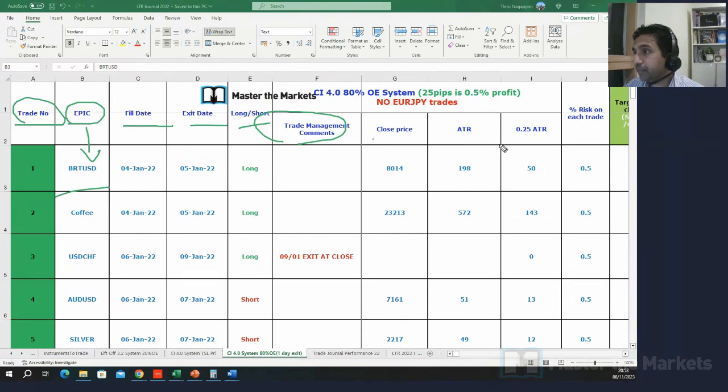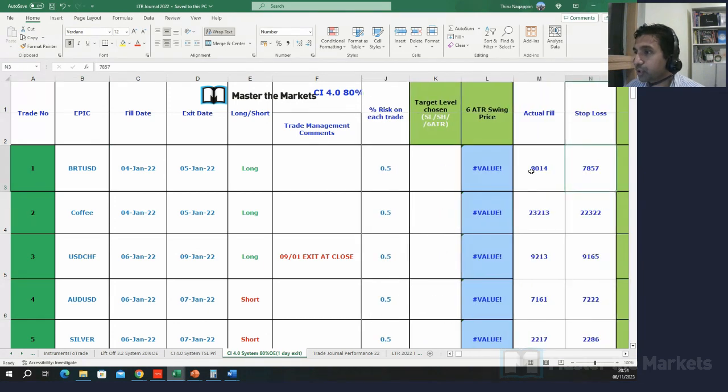And then you look at this one. You don't need it, it's specific to each strategy that we are looking at. You don't need to look at that actually. And then another important column here is the percentage risk on each trade. What are you risking on this particular strategy? We take 0.5% on each one.